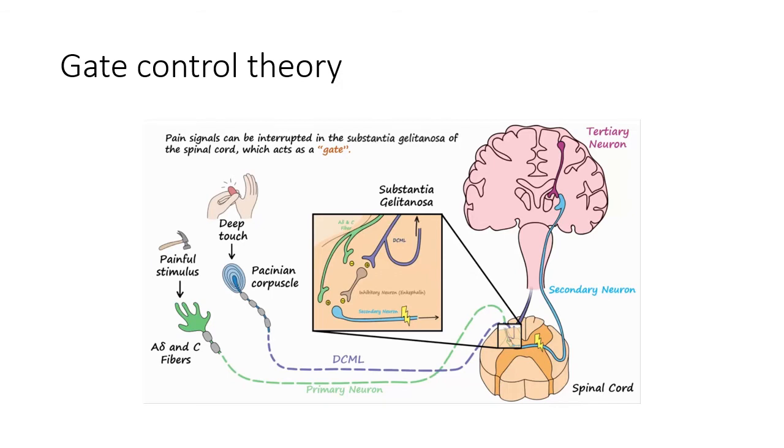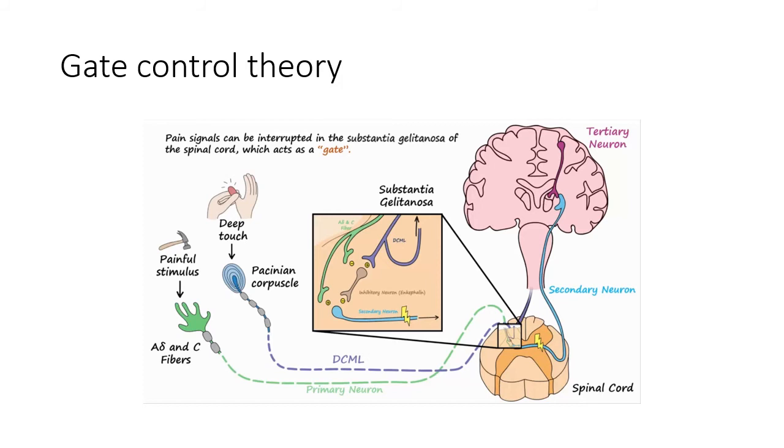This path, however, can be interrupted at the level of the substantia gelatinosa, so the enlarged picture that we see in the middle. When deep touch is placed onto the hurt part, it activates the Pacinian corpuscles in the dermis of the skin. This sensation is transported by the DCML tract. This goes same as the primary neuron into the substantia gelatinosa.